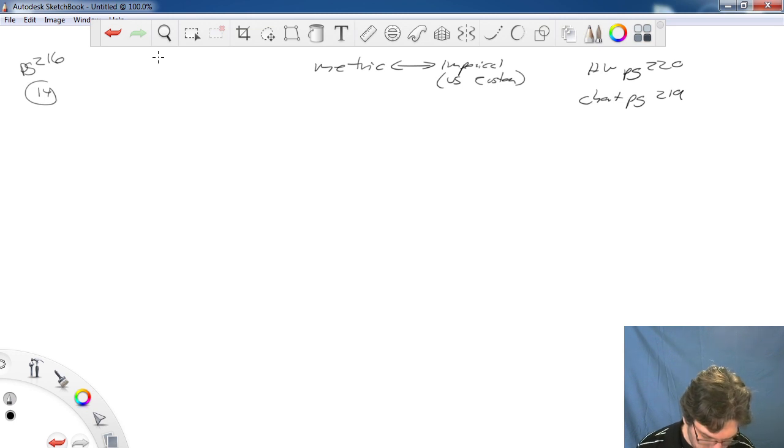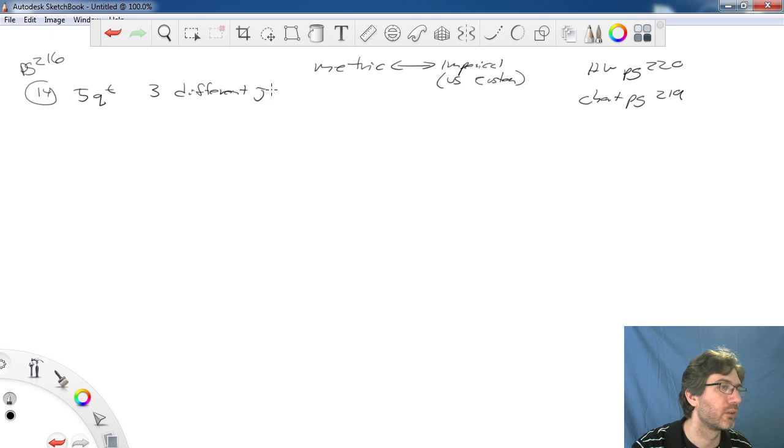Oh, this is our gallon problem. So I'm going to paraphrase it for us. I'm going to pick out the important information, but you can read along in your book. It says a student is making punch for the baseball team by combining 5 quarts of 3 different types of juice. So we have 5 quarts of 3 different juices, and we want to know how many gallons this is. So it's going to ask for gallons.